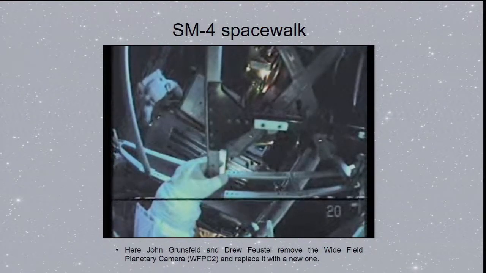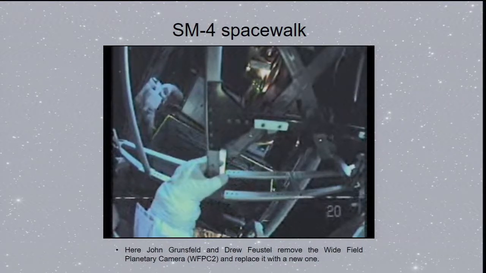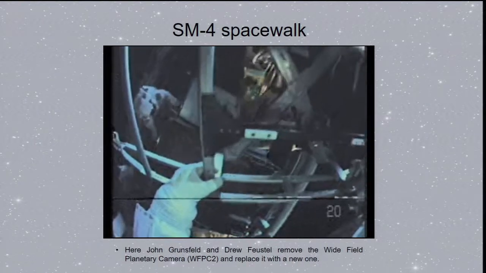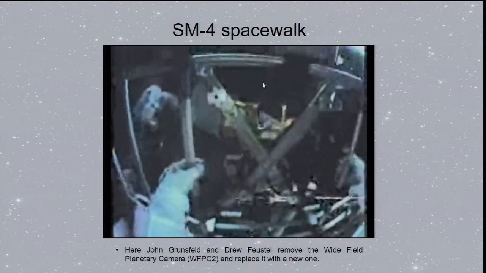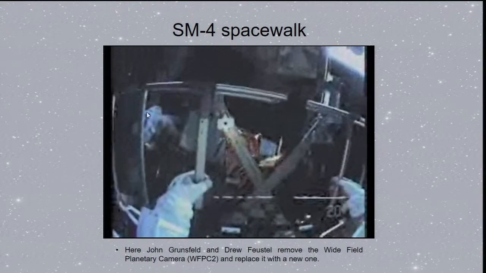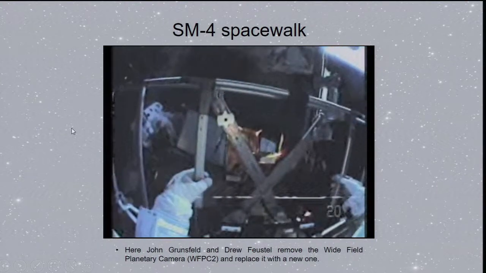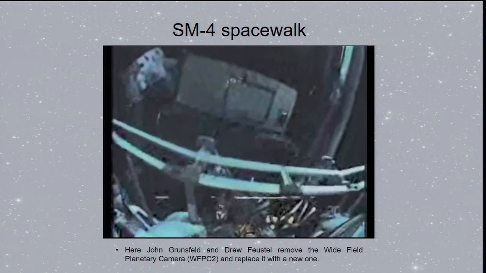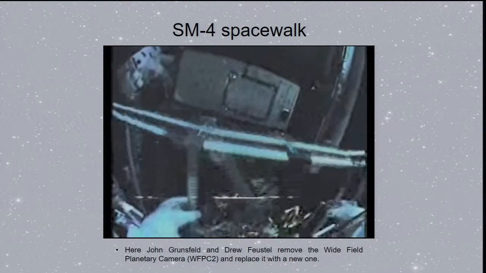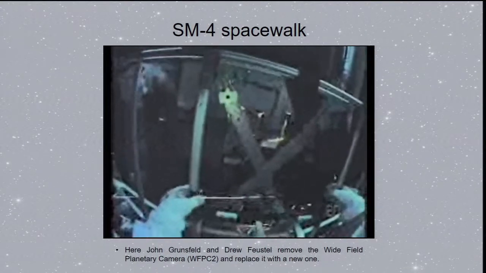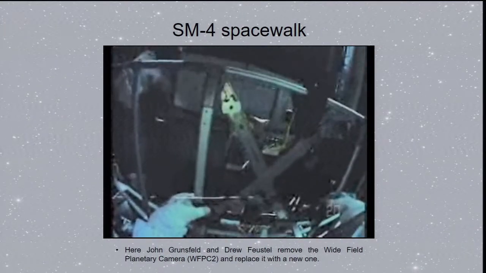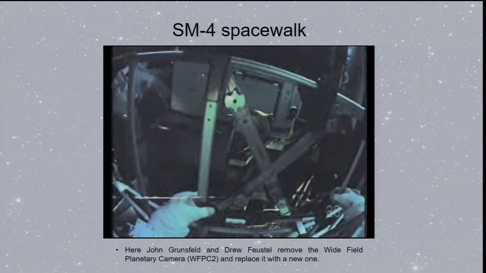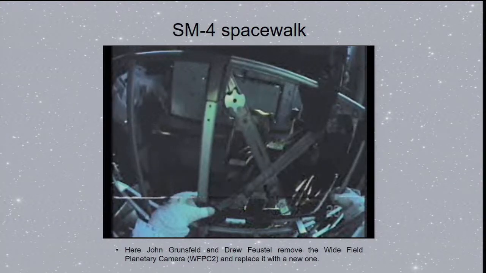Drew Feustel at the ready with the handhold now, looking through the handhold down at John Grunsfeld as he opens the protective enclosure, exposing the new camera so that Drew Feustel can attach the handhold. Again, the 4 twist bolts you see there on the handhold, he will attach those and then basically reverse course and take the new camera up to its new home, the location at the Wide Field Planetary Camera 2.